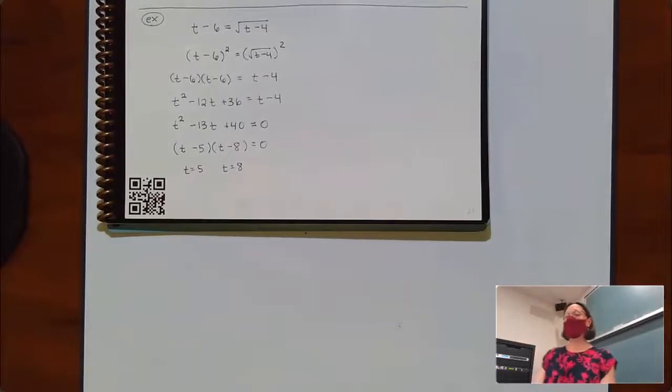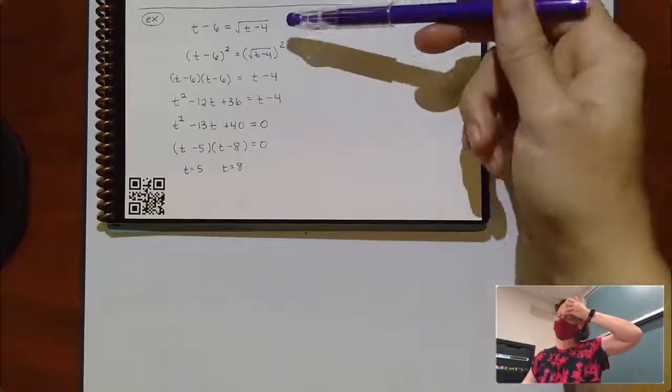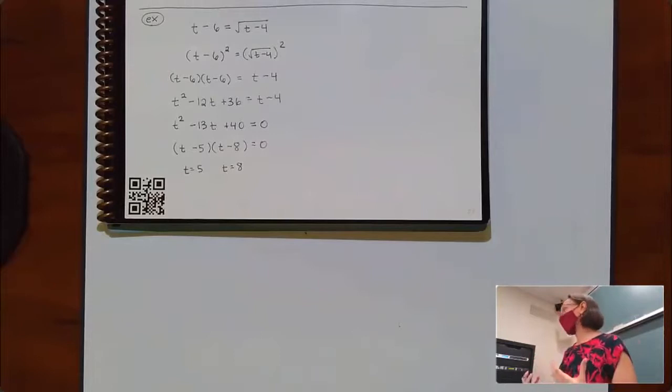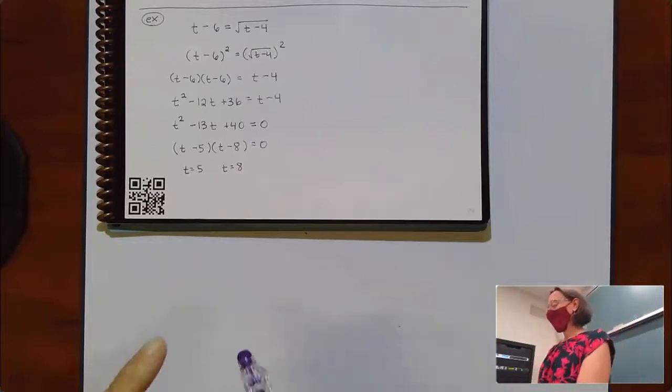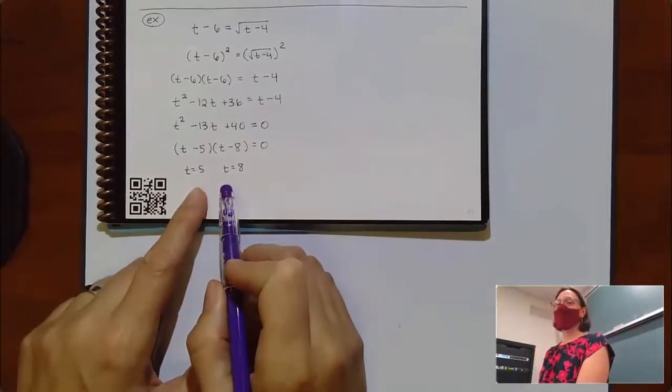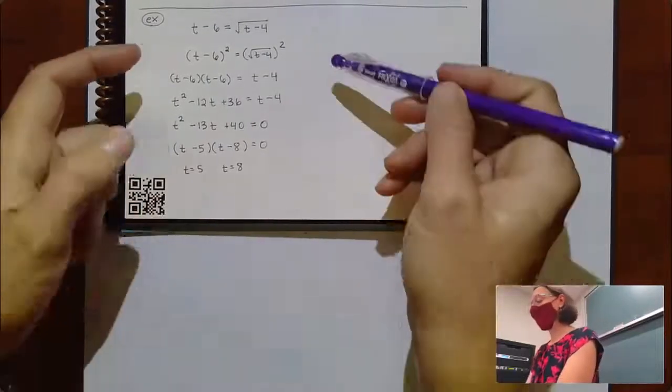One thing that we need to be careful about with these square root equations is when we squared both sides, we sort of lost that information that the square root piece needed to be positive. So we should be careful to check our answers to make sure that they both actually make the original equation true.